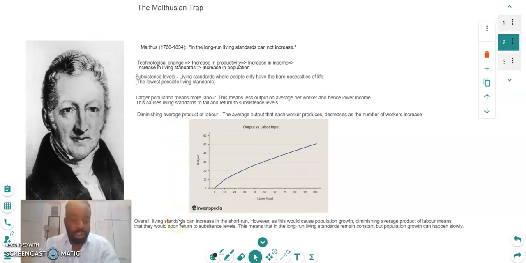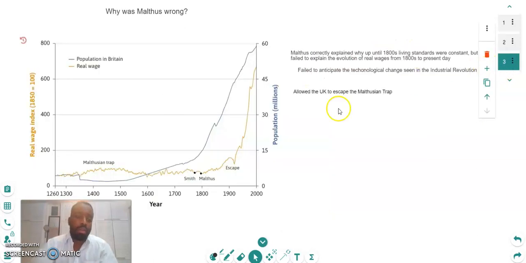So, Malthus's Malthusian trap basically says that in the short run, living standards can increase. However, as this would cause population growth, diminishing average product of labour means that they would soon return to subsistence levels, that is, the living standards. This means that in the long run, living standards will remain constant, but population growth can happen very slowly. So, Malthus says that in the long run, living standards can never increase. But as you can see, the real wage in the 1800s is much, much less than what it is in the 2000s. So, the real wage can be used as an approximation for living standards.